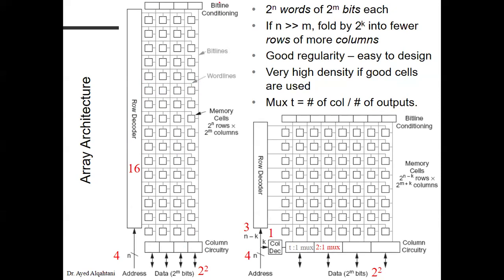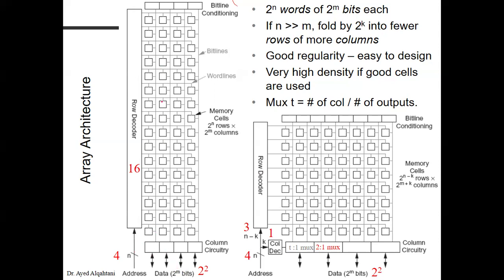Now we also have the bitline conditioning. The bitline conditioning is just preparing the cell for read and write, and we will talk about it in a few slides. Again, we have the bitline conditioning here, we have the row decoder, and now we have the column decoder as well. So if you have 2^n words of 2^m bits each, if n is much larger than m, you fold by 2 to the power of k into fewer rows. So this is n, and you have 2^m as output data.